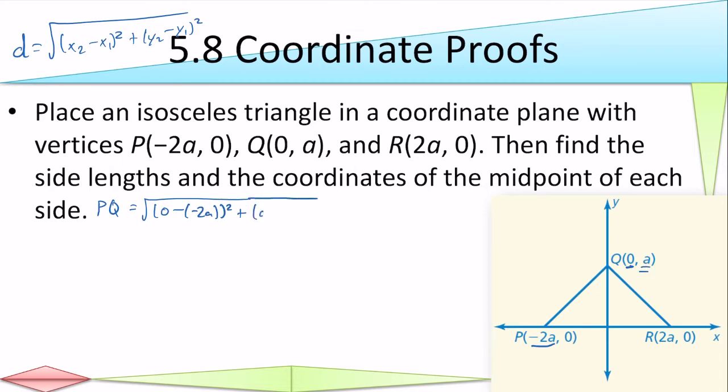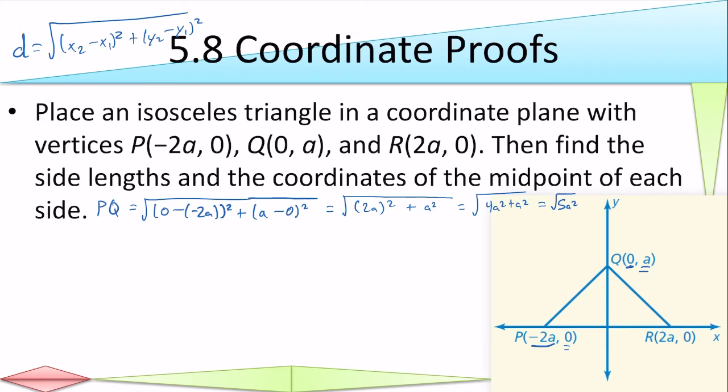y2 would be a, y1 would be 0. Well, we could simplify that. 0 minus anything is the anything, and it's minus a negative, so that makes it plus. So I have 2a squared and a squared. So 2a squared, 2 squared is 4, and 4a squared plus a squared would be 5a squared.